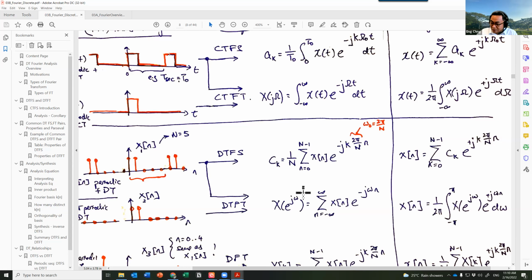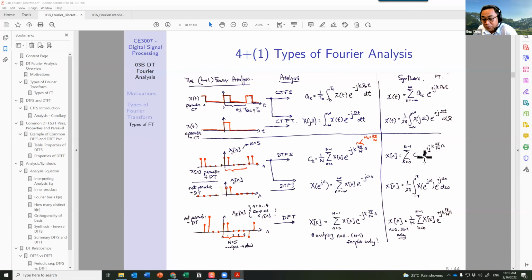Okay. Now I will pause for a little while. Now we continue to have this big picture of this figure. Let's look at the last figure, which is the DFT.